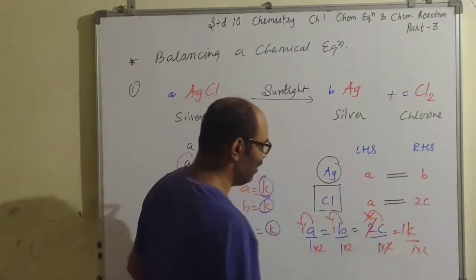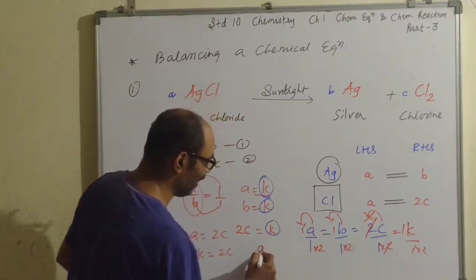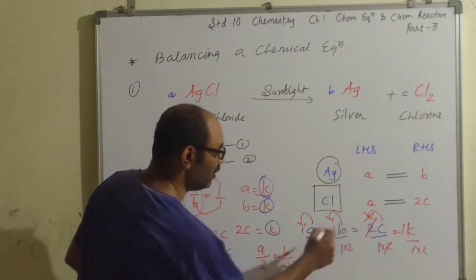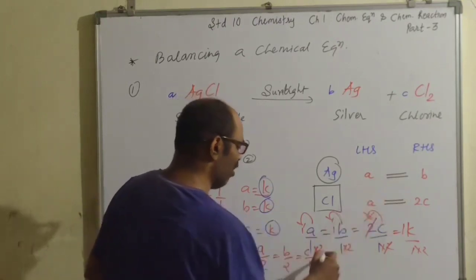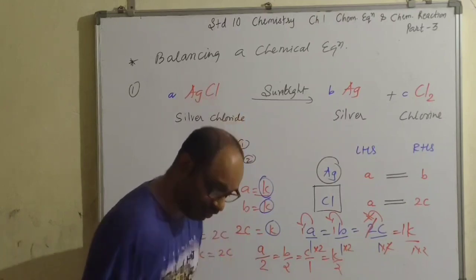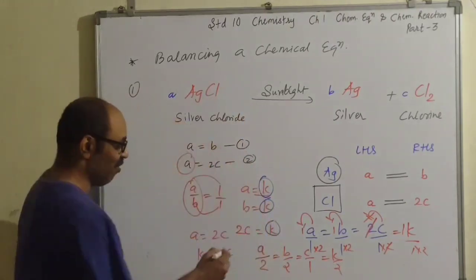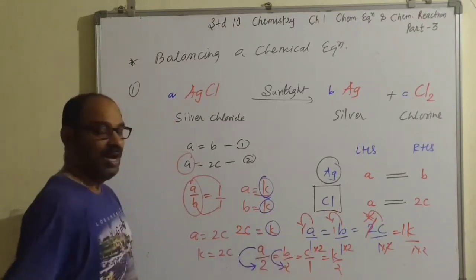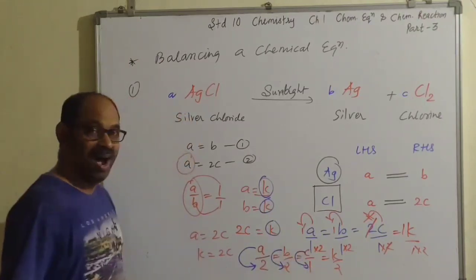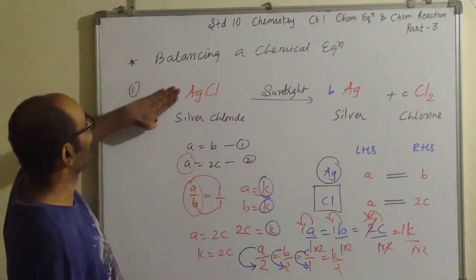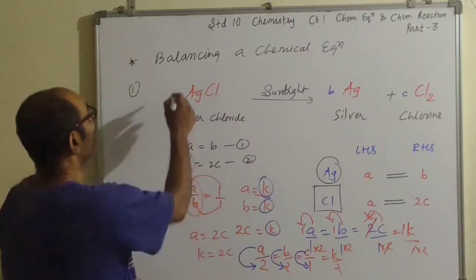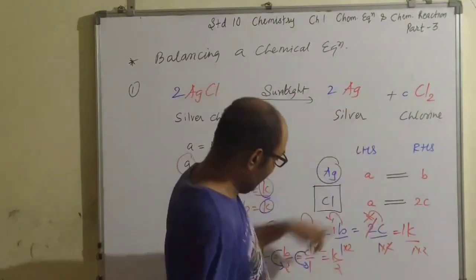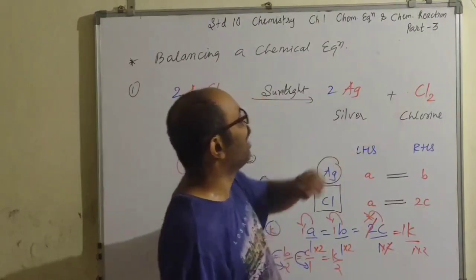See, 2 cancels. The rest are not cancelling. But what you are getting? A upon 2 is equal to B upon 2 is equal to C upon 1. You may or may not write that. Children, what is A? 2. What is B? 2. And what is C? 1. So no need to write anything.